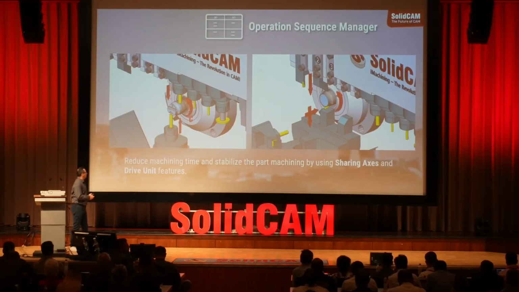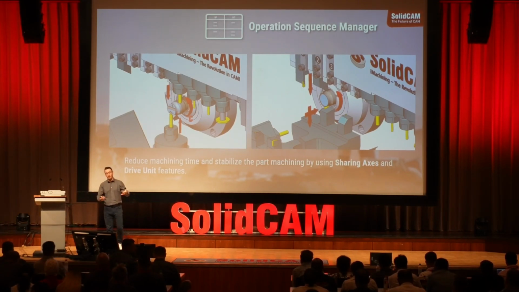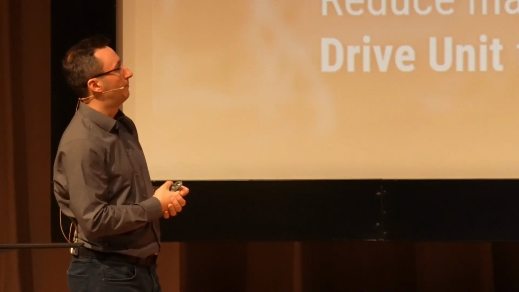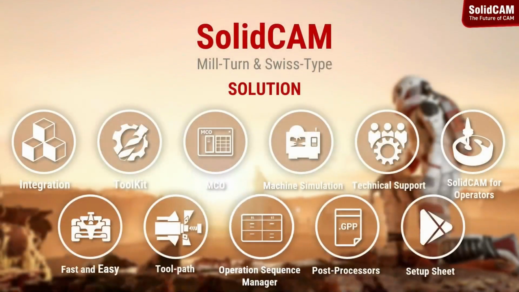Next feature is we can now reduce the time if the machine allows that, and the tool layout, of course, the part must also be capable of doing these things, by using axis sharing or drive unit sharing. It's the way when you have 2 turning tools machining the part, gives better stability, and of course reduces the machining time by 50%. And also for milling, we have the same option.